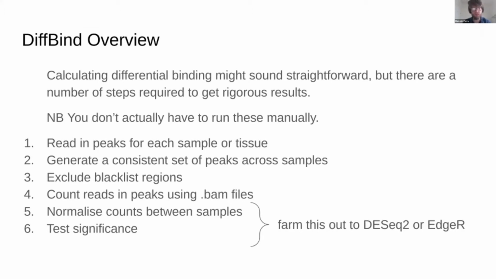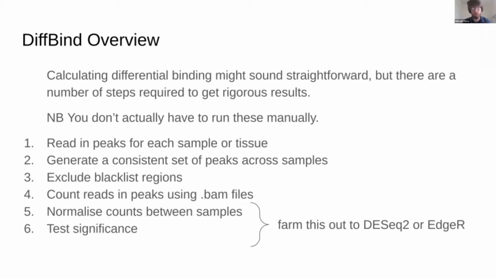Very simply, in order to compare peaks rigorously between two cell types, first of all you need to read in all the data and annotated data for samples and tissues. Then you need to collapse all of those different sets of peaks down into a single consistent consensus set of peaks across samples. We'll look at how that's done precisely later.